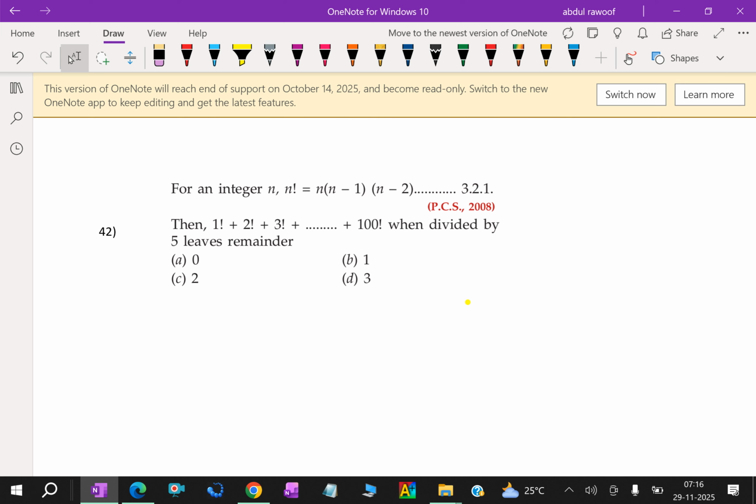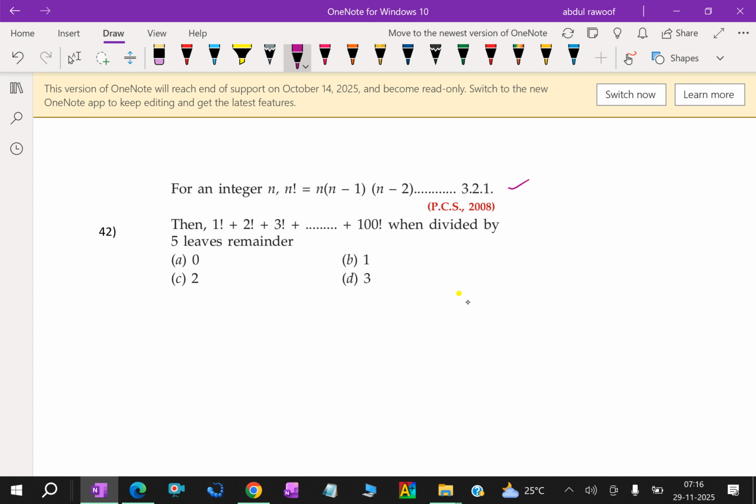Next one, look at this. For any integer n, n factorial is n into n minus 1, n minus 2 up to 1 products. 1 factorial plus 2 factorial plus 3 factorial up to 100 factorial, when divided by 5, leaves the remainder.